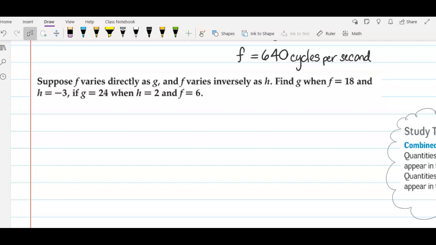The last example is a combined variation where we're going to have some direct variation as well as inverse variation. So this first sentence has a lot going on, but we're going to take it piece by piece. Suppose f varies, we write the equal sign, directly means k times g, and it varies inversely as h.